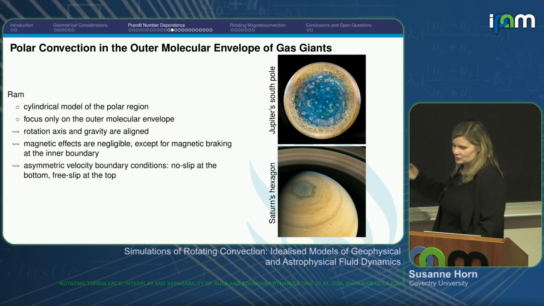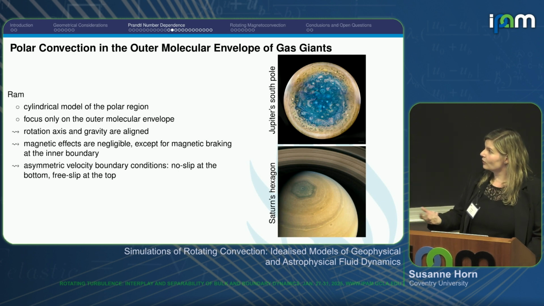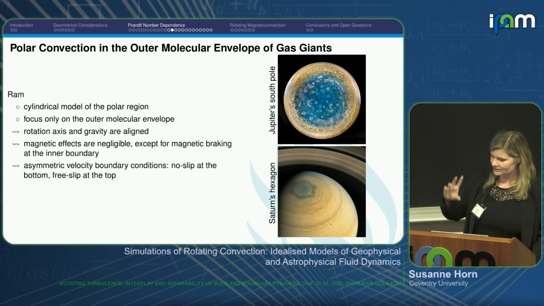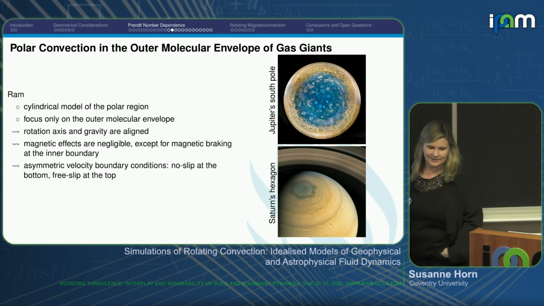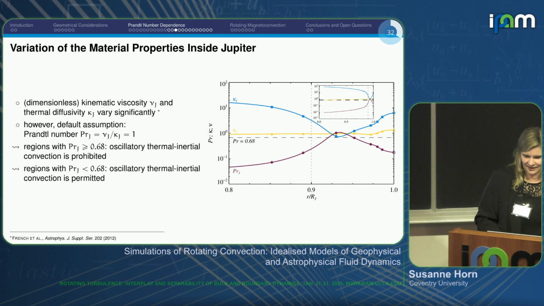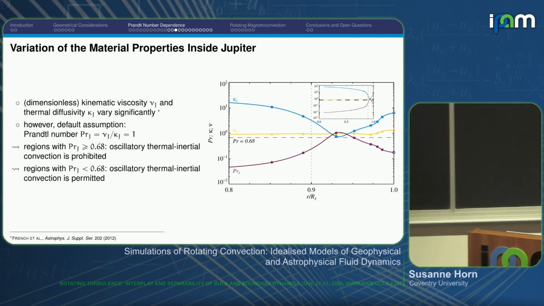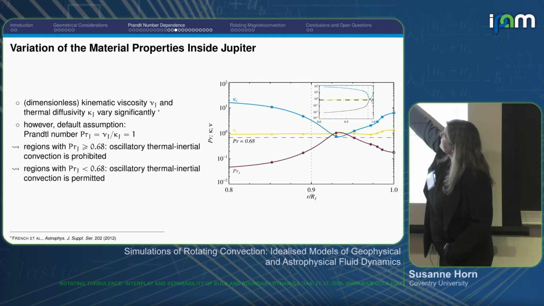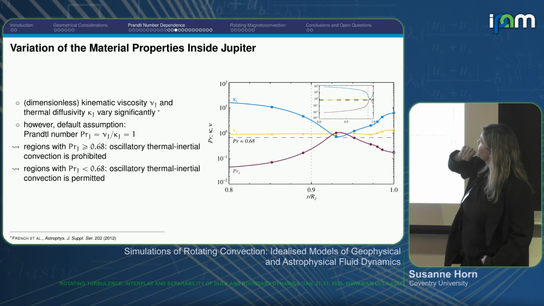And what I'm trying to show you is a nice model where we ignore all the effects of magnetic fields so far, and where we also have different boundary conditions that kind of account for it, so that we have a no-slip boundary condition at the bottom and a free slip at the top. And if we look here at our variation of the material properties, for the diffusivity, that's the blue line, thermal diffusivity, and for the viscosity, that's the yellow line.